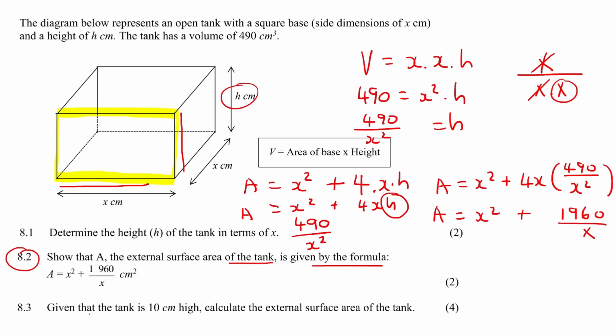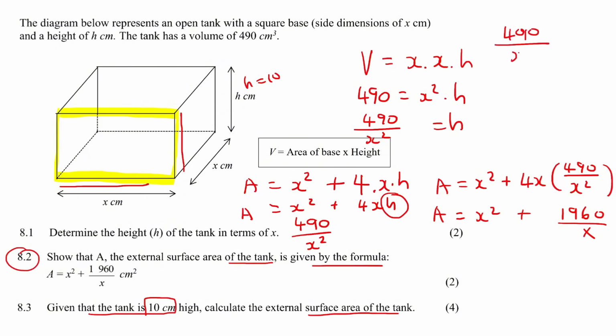Now they say, given that the tank is 10 centimeters high, okay, so given that h is 10, calculate the external surface area of the tank. Okay, so we know that the external surface area of the tank is given by this formula here. They've just told us that the height is 10. So we can fill 10 in over here now. So we can say 490 over x squared is equal to the height, which is now 10. We can then use cross multiplication, and you would eventually end up with that.